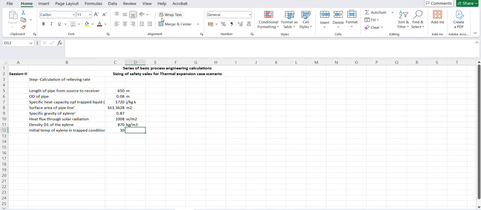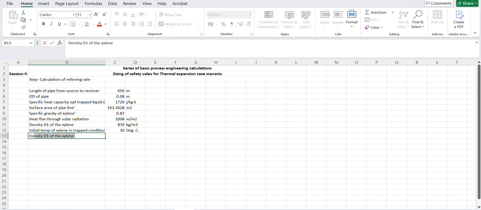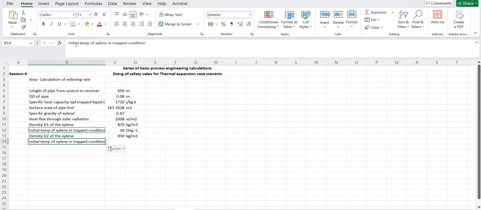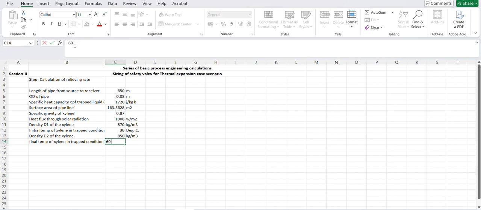We have considered 30 degrees Celsius as the transfer temperature. Then we need the density of xylene at 60 degrees Celsius. We can get it from the graph, or you can just consider it based on your experience as well. I have considered it on the safer side. Then we require the final temperature or release temperature. The final temperature of xylene we considered 60 degrees Celsius, assuming the heat flux through solar radiation.